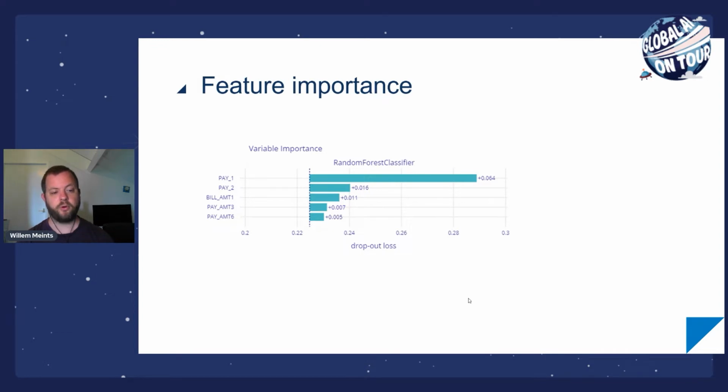If I do the same thing for the pay_2 feature, I'm going to shuffle that one around and then score the model again. It only does 0.016% better than the original model. So that's how you interpret this.